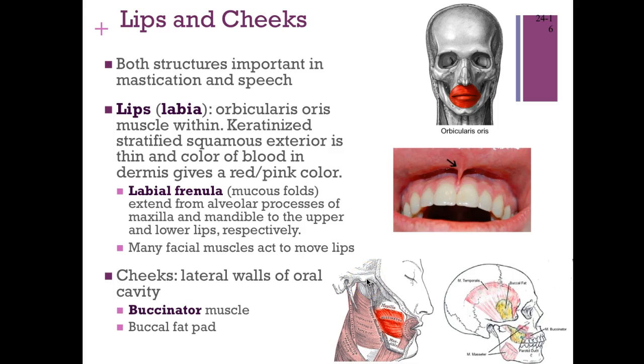So your cheeks, you already know, are your lateral walls of your oral cavity, and then once again a mention of this buccinator muscle helps you to compress your cheeks in order to play wind instruments, or babies that have to suckle for milk will have a greatly developed buccinator muscle. And we also have a buccal fat pad in this region as well. You could see that pictured right in here.